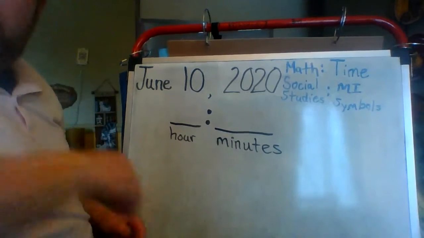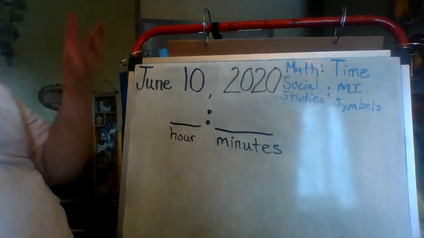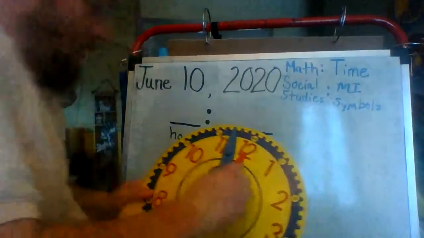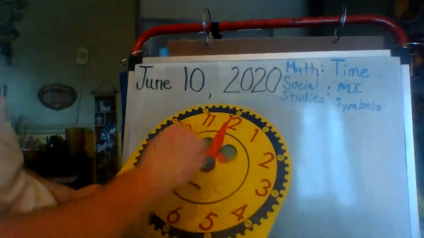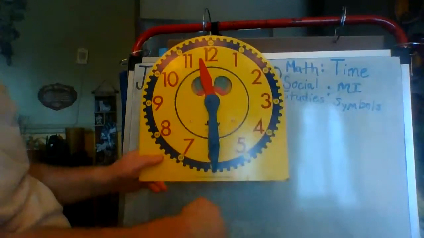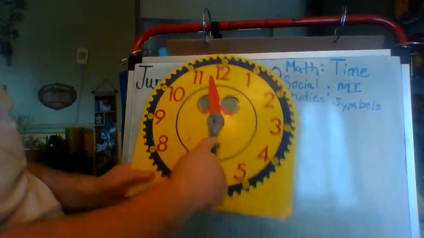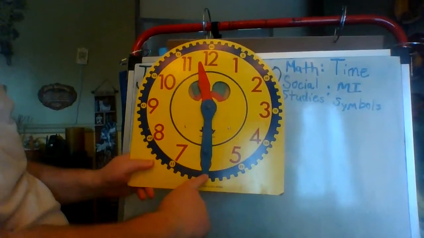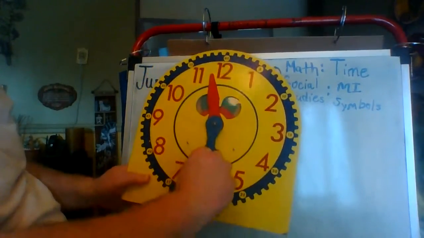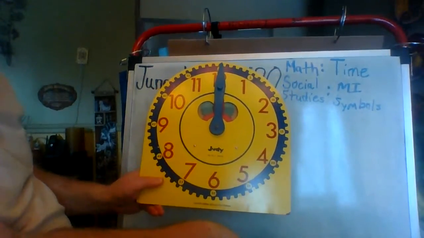All right, so let's get started with telling time. Now, when I taught before, I taught you that when the minute hand, that's the long hand, is on the 6, that's 30 minutes. When the minute hand is on the 12, we say o'clock.